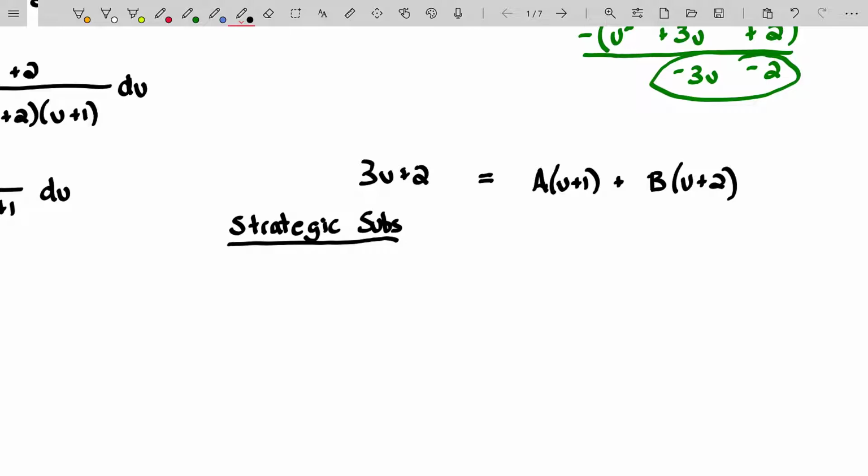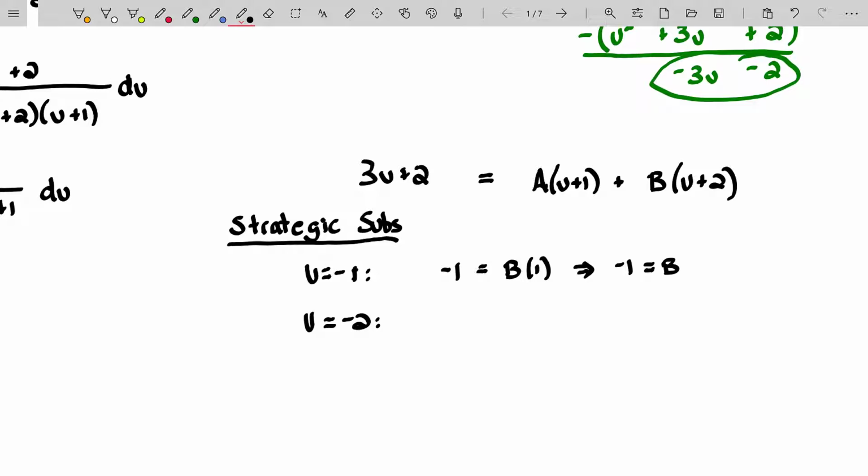Our strategic substitutions will be u equals -1, because that will turn off the factor right behind the a there. So when we do that, the left-hand side of our equation becomes -3 plus 2. The term with the a turns off, and we get b times -1 plus 2. That is, b is equal to -1. And then our next strategic substitution would be u is equal to -2, again because that will turn off the term with the b.